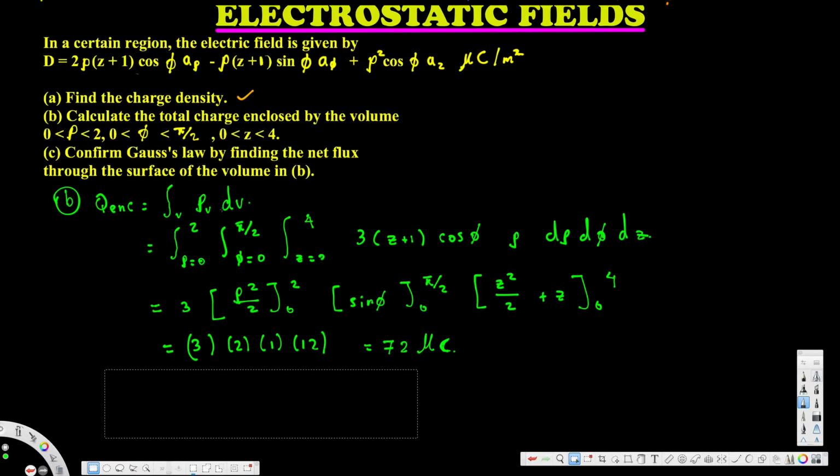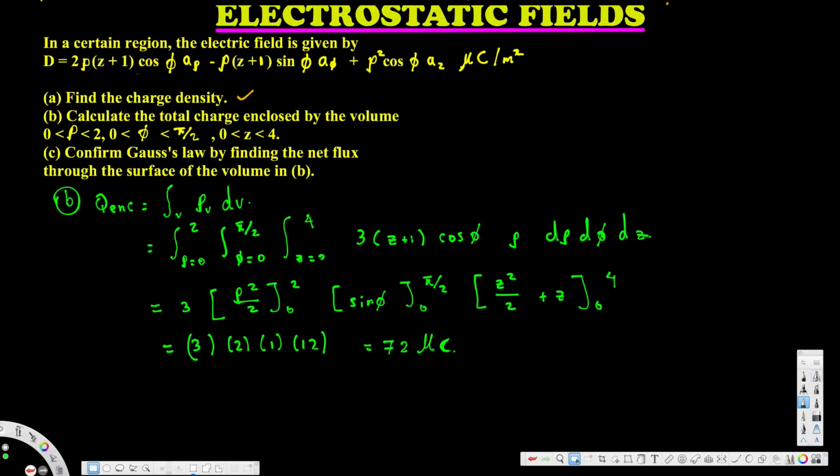Okay, now we have done with the B part, and the C part is asking to confirm Gauss law by finding the net flux through the surface of the volume in B. Okay, now we are going to confirm this one, finding net flux.